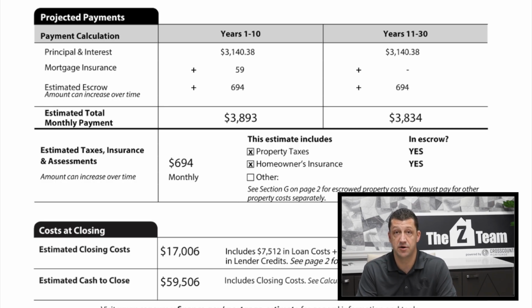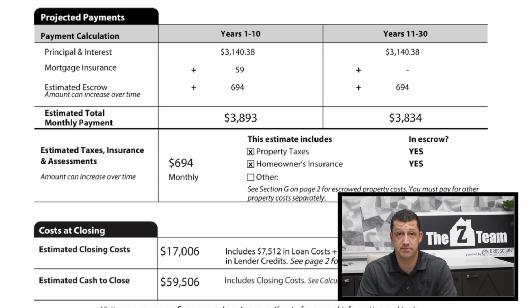And as you can see, this loan does have mortgage insurance, which is why you'll see the years 1 through 10 and 11 through 30. That's because we're anticipating the mortgage insurance to fall off in and around year 10. So it does not continue beyond year 10. Below that, you'll see your estimated escrow.